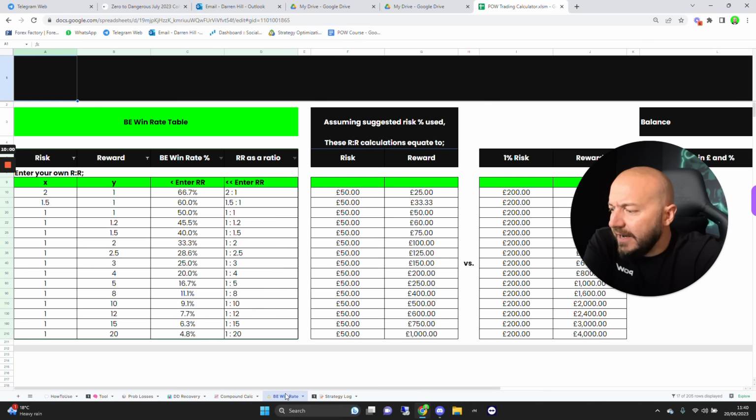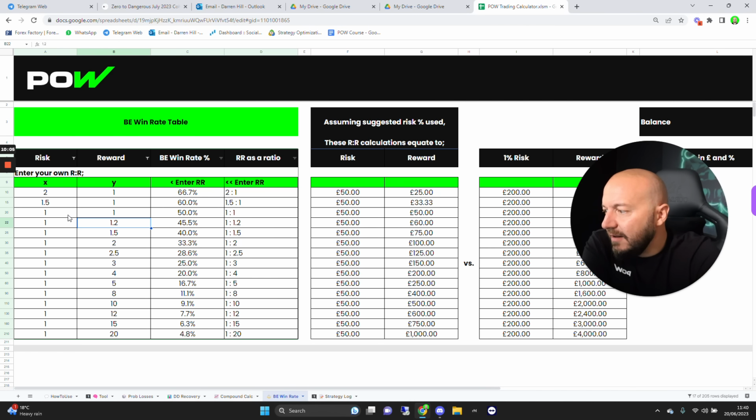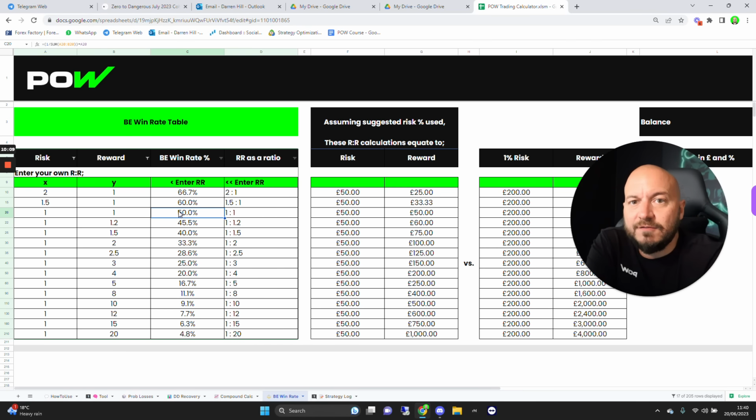Now we've also got break-even win rate here. Okay, so if you've got one-to-one risk to reward, obviously you need at least 50% of trades to win. If you make 51% of them winners, you've got a financial edge on the market. But this is just something to help you see that if you're trading a 1 to 10R strategy, yeah, you only need to be right 9.1% of the time.